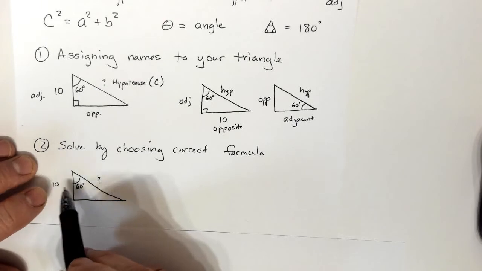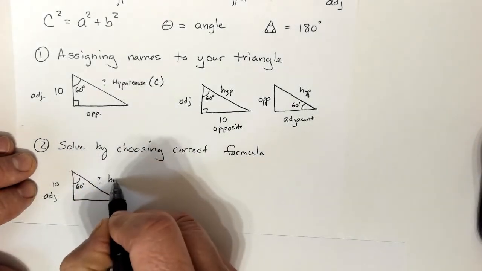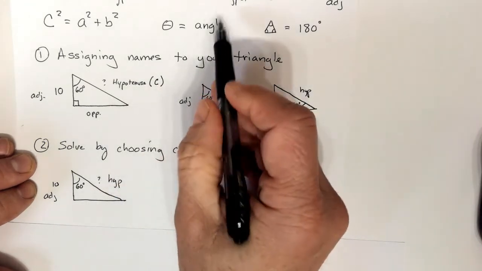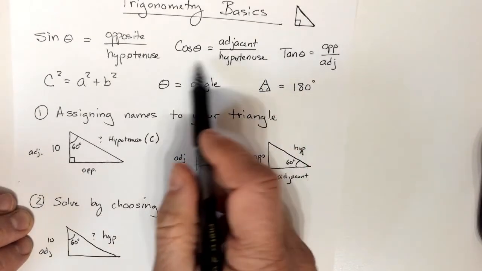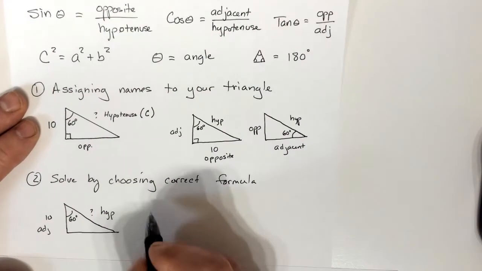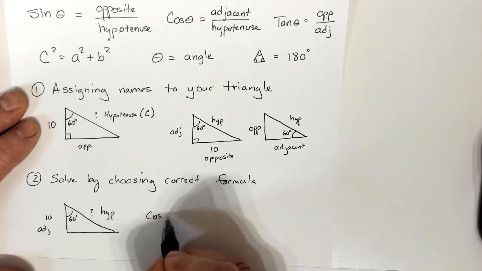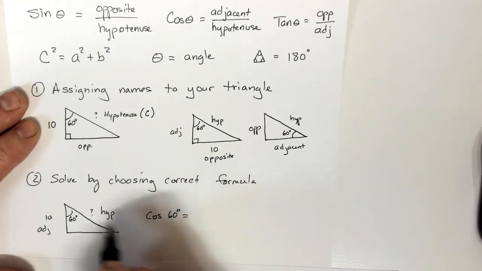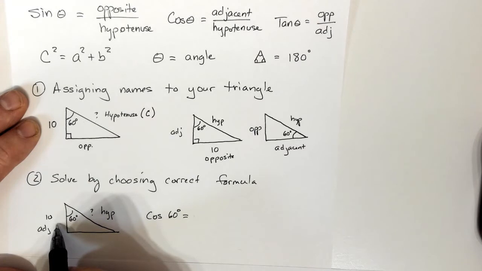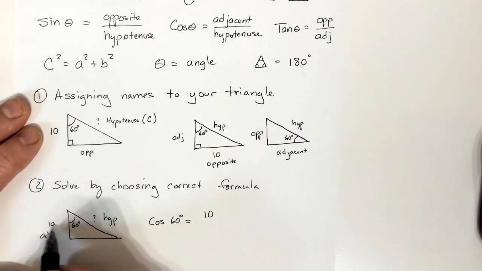The only one that has adjacent and hypotenuse in its formula is the cosine right here. So I got to use this formula. Okay? So I write it out. The cosine, and theta gets the angle that you're using, 60 degrees, equals adjacent, which is 10.